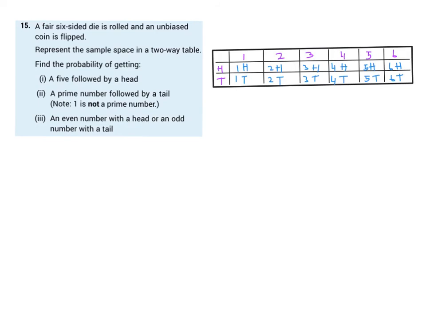Okay, so that's our table finished, and we'll use it to answer the question. Question 1 is the probability of a 5 followed by a head, so probability of 5H. It happens once, and the total number of possibilities is 2 by 6 or 12, or you would count up the boxes here in the two-way table.